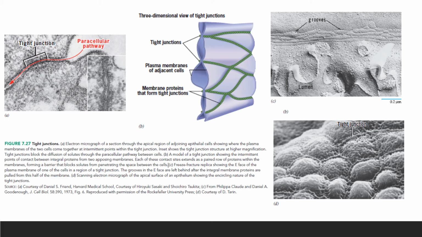So these images would show you how the tight junctions look under the microscope, and of course a schematic diagram. We have here the electron micrograph of a particular tight junction, and this is the schematic diagram. So you have here the tight junctions in between your plasma membranes.